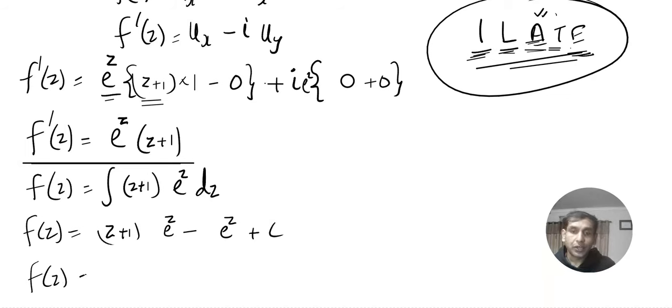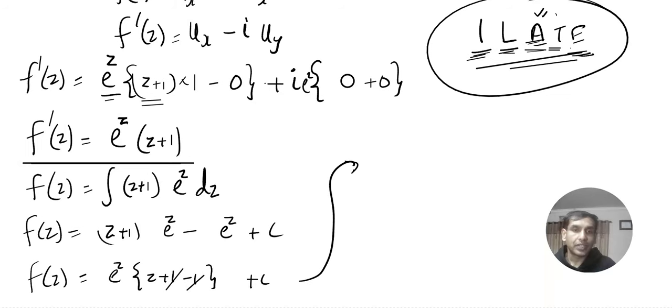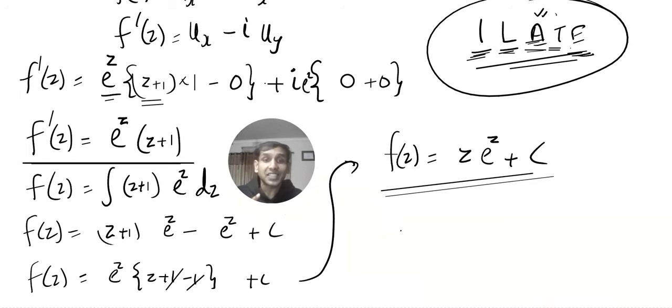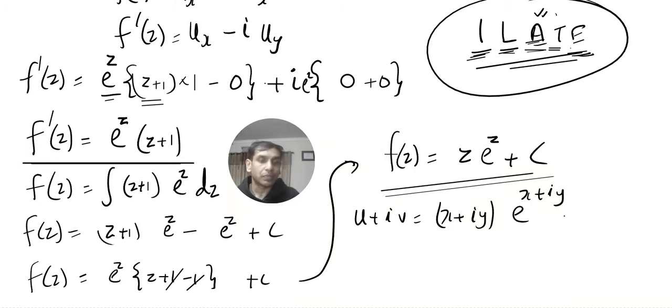So f of z equal to e power z is common. So z plus 1 minus 1 plus c. So we get f of z equal to z multiplied by e power z plus c. So we got the complex potential. Now the last step. What's the last step? We have to separate. So u plus iv equal to x plus iy multiplied by e power x plus iy plus c. U plus iv equal to, don't be lazy, pause the video, try it.